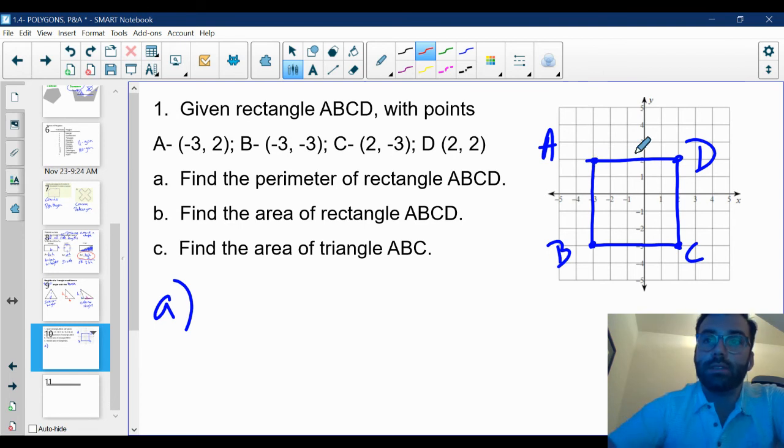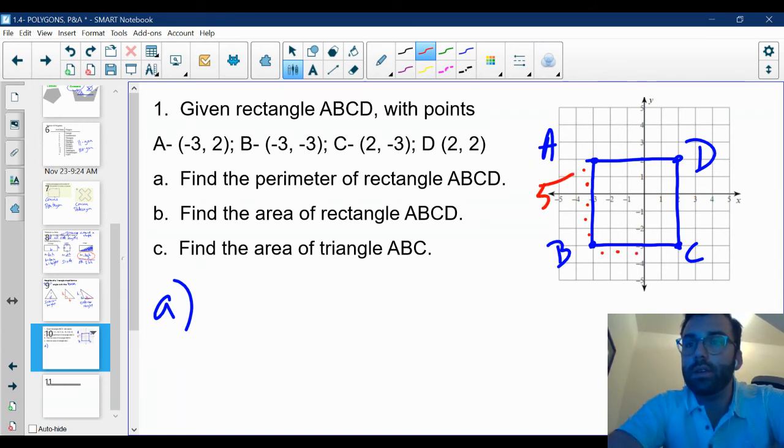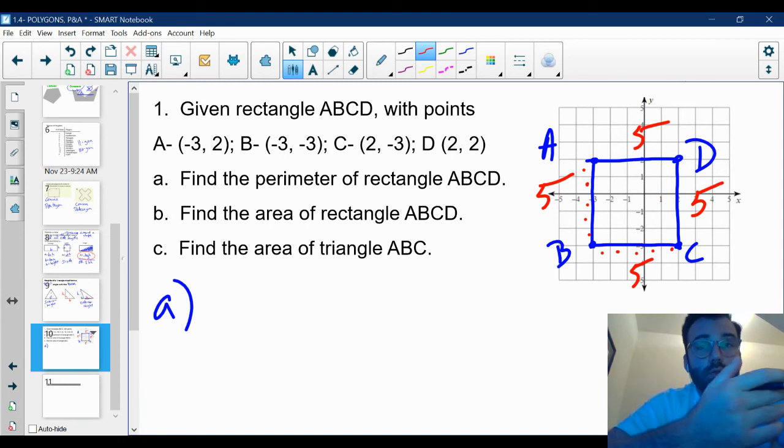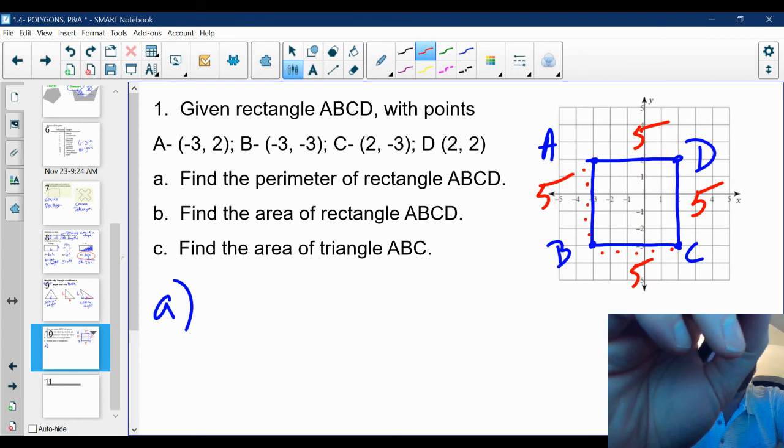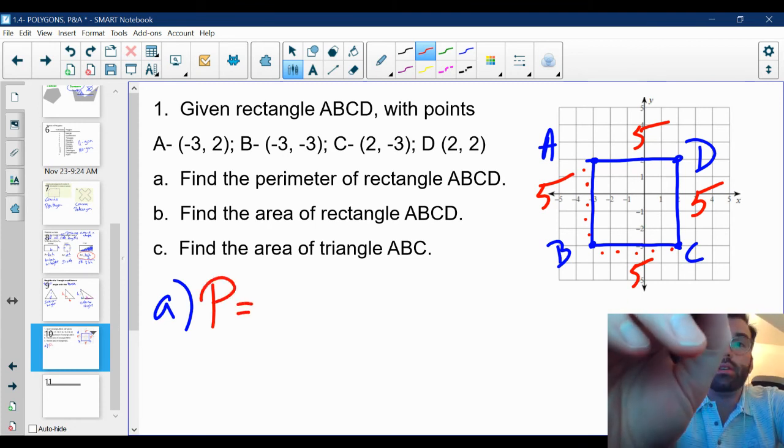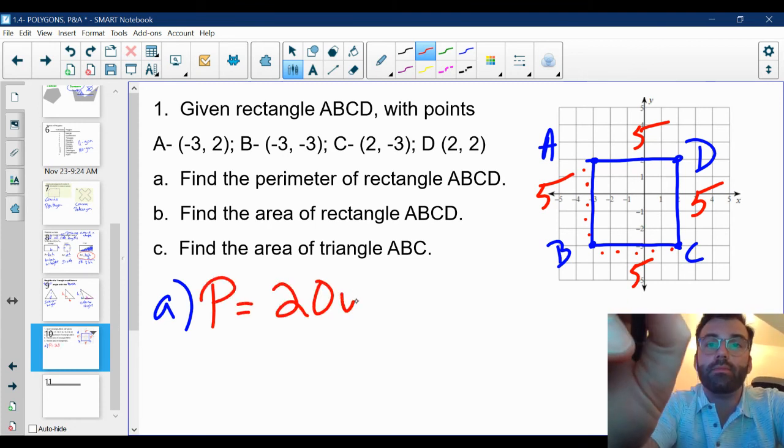If I count, I go 1, 2, 3, 4, 5 units. 1, 2, 3, 4, 5 units. So this is going to be 5 and this is going to be 5. Technically, what type of shape is this? It's a square, but technically, a square is a rectangle. So our perimeter is going to be 20 units.